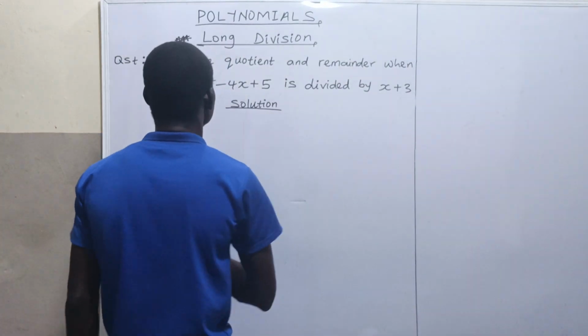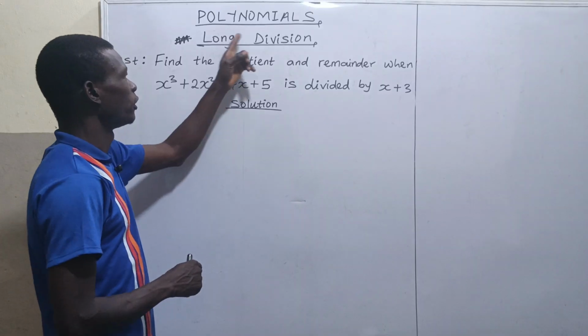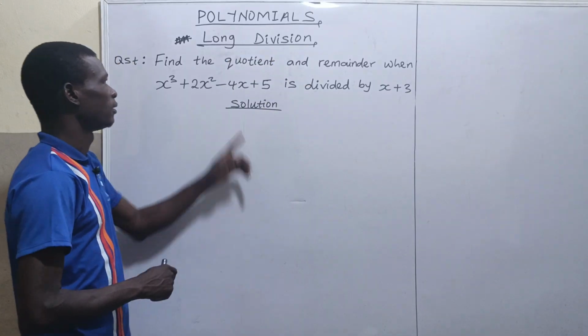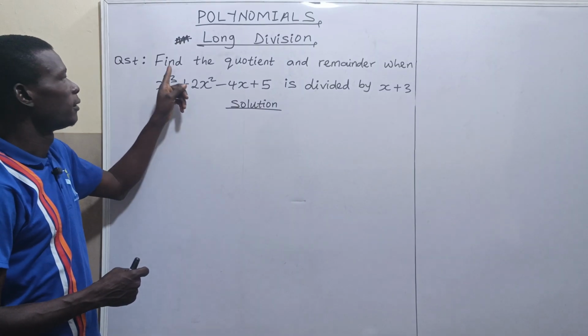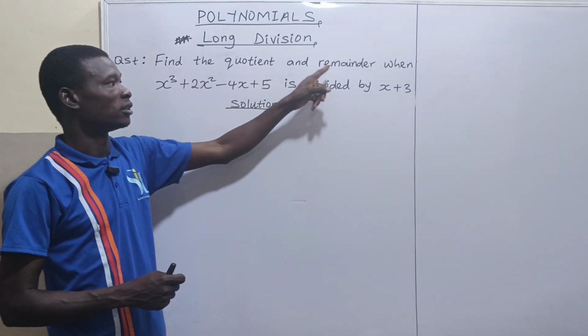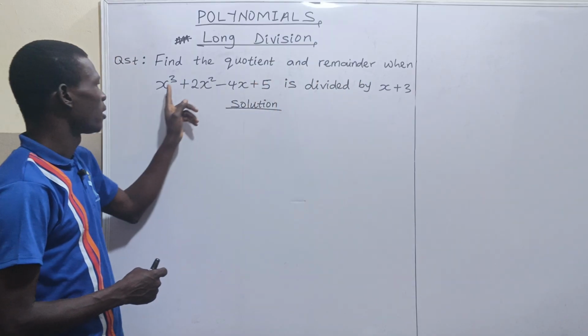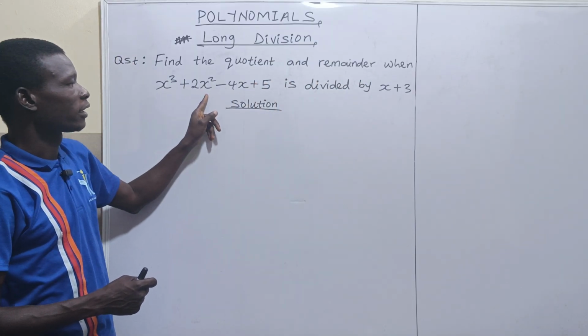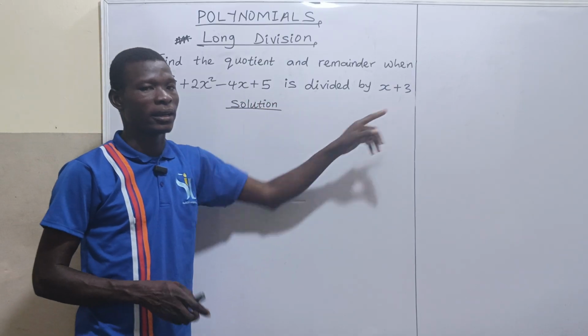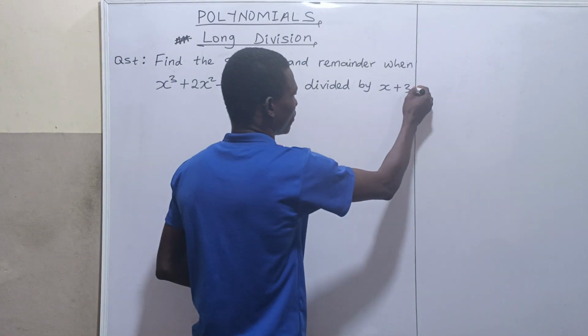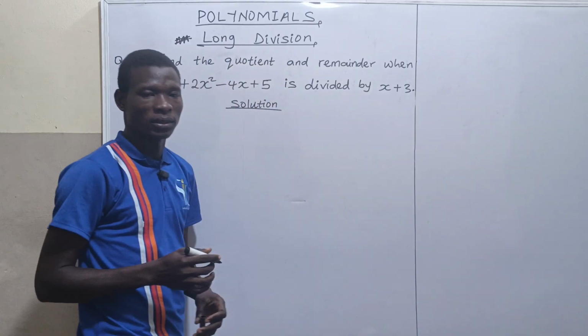Hello viewers, it's still on polynomials and still on long division. The question says, find the quotient and remainder when x cubed plus 2x squared minus 4x plus 5 is divided by x plus 3. We are looking for the quotient and remainder.